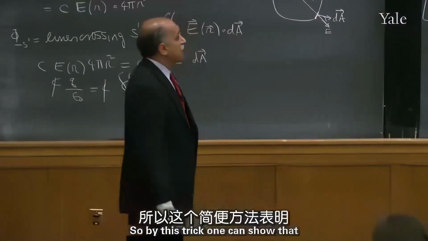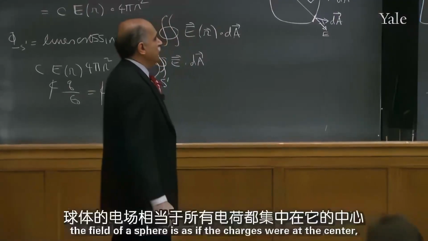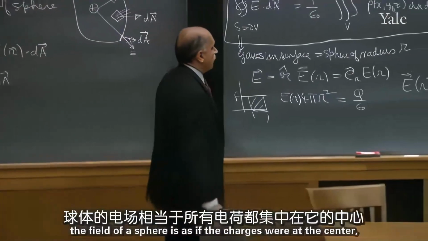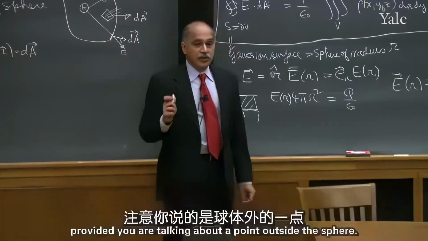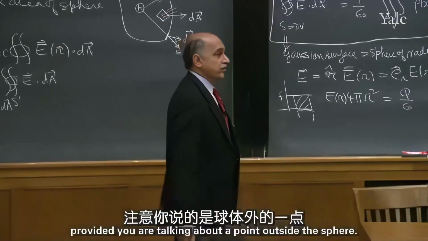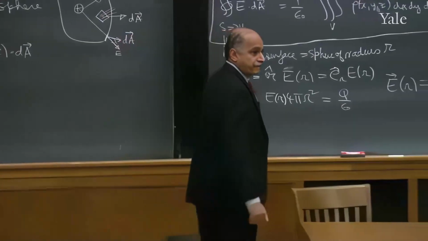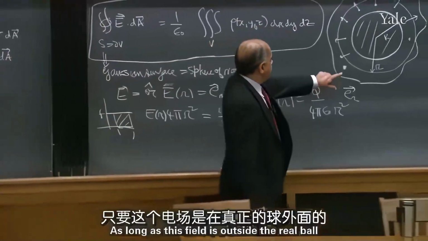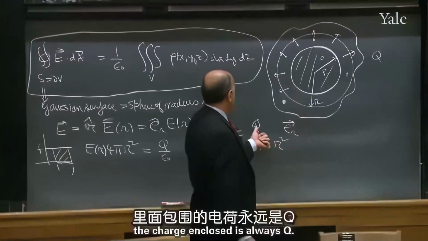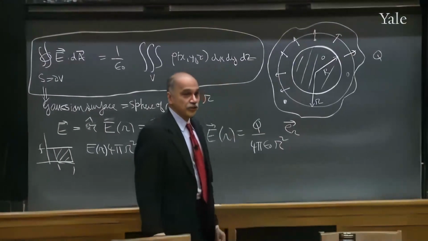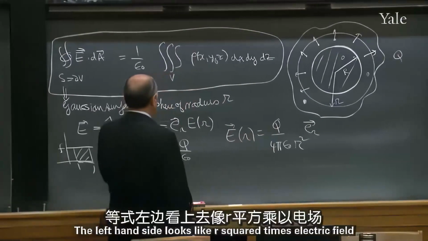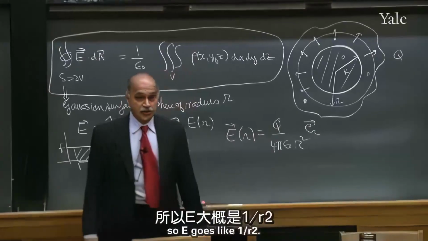So by this trick, one can show that the field of a sphere is as if the charges were at the center, provided you are talking about a point outside the sphere. As long as this sphere is outside the real ball, no matter what its radius is, the charge enclosed is always Q. The right-hand side doesn't vary with r. The left-hand side looks like r squared times the electric field, so E goes like 1 over r squared.